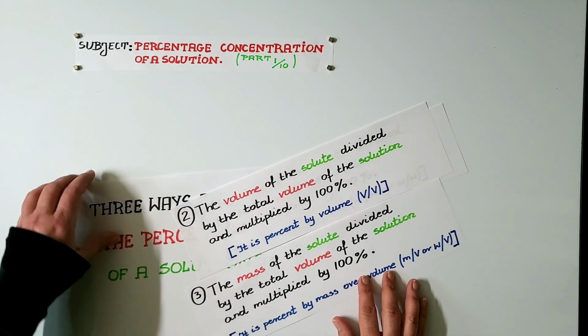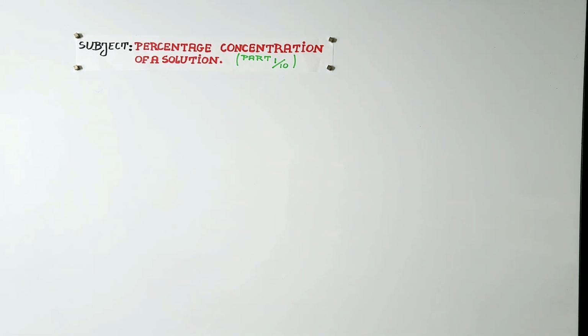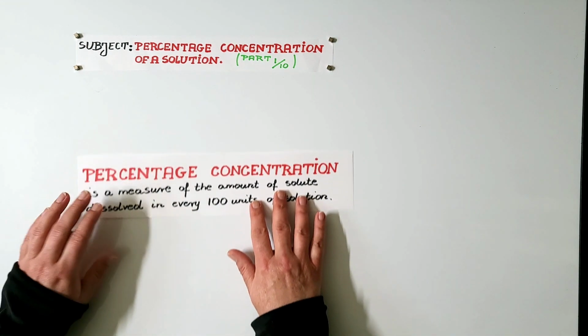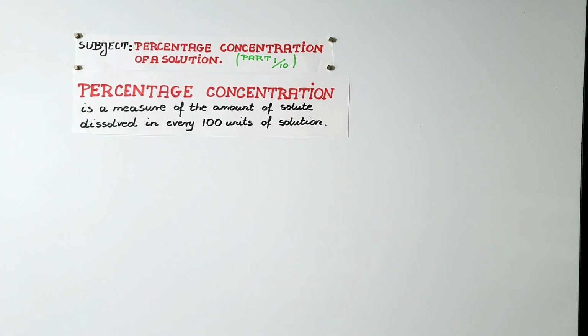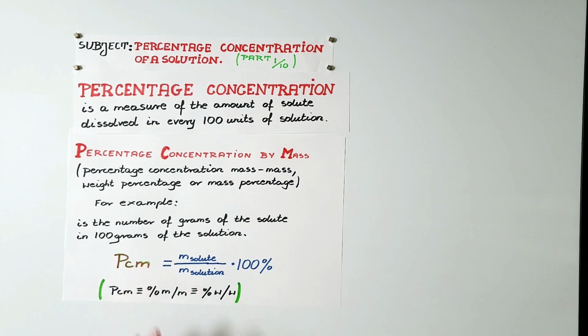Percentage concentration is a measure of the amount of solute dissolved in every 100 units of solution. Today in this video we are focusing on mass over mass percent concentration. Percent concentration by mass, also called percentage concentration mass, weight percentage or mass percentage, is the number of grams of the solute in 100 grams of the solution.